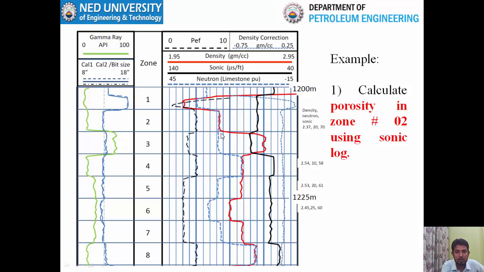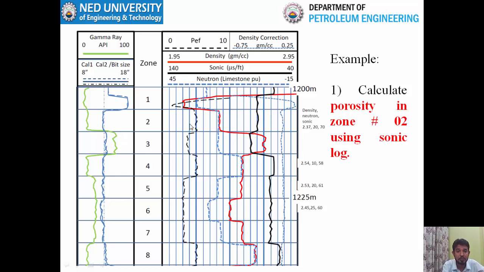So in zone number 2, this solid black line is indicating your sonic response. So 40, 45, 50, 55, 60, 65 and 70. So in zone number 2, the transit time value is 70 microseconds per foot. First you read the transit time value from the log response, and you also need to identify lithologies.